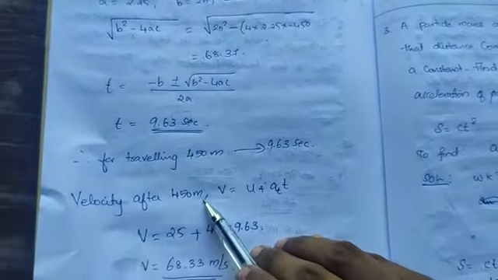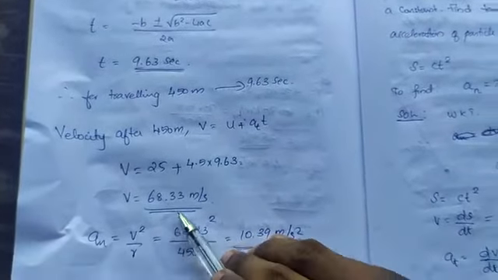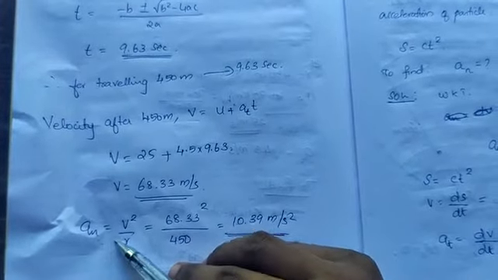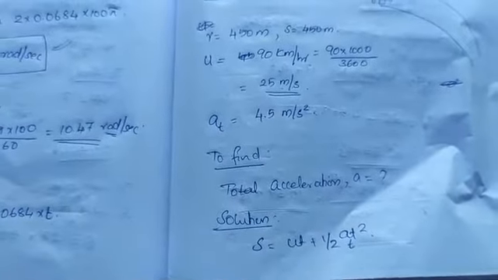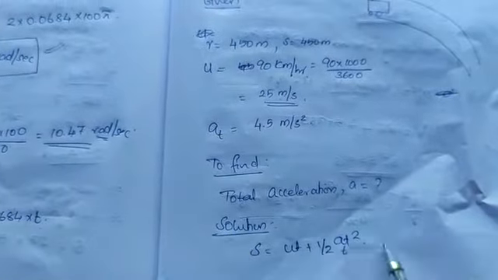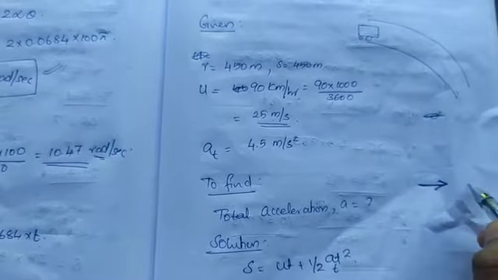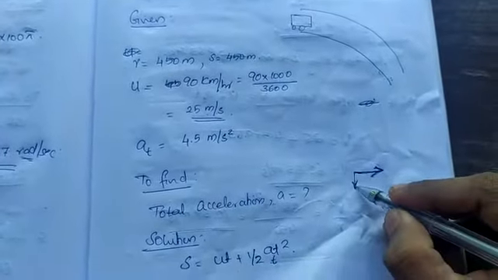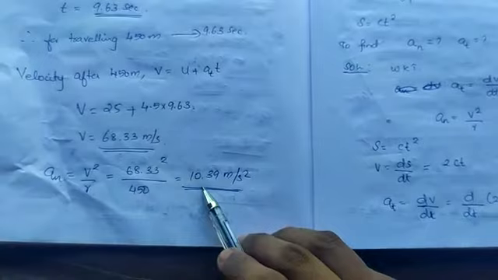So the velocity after 450 meter, v is equal to u plus AT t. You get v as 68.33 meter per second. Now the equation for AN, normal acceleration, is v square by r. AT should be substituted in the earlier equation because t is along this direction, the straight line motion equation. That's why we substituted AT there. But AN is along the radial direction, so that equation is AN is equal to v square by r. You get AN is equal to 10.39.